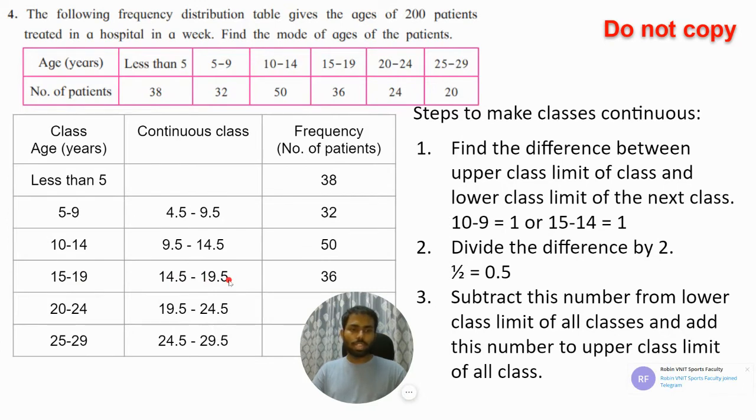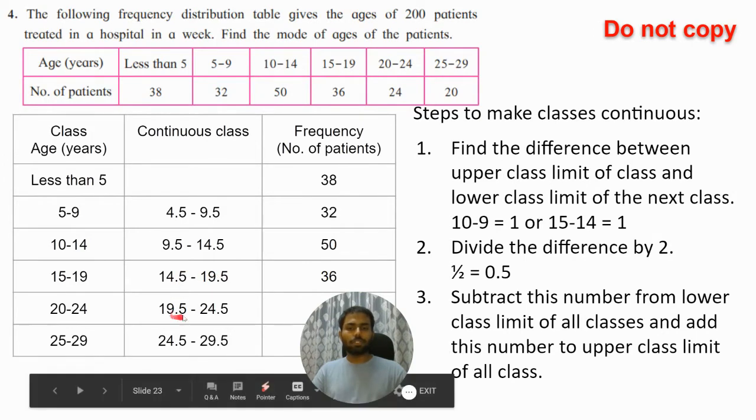Okay, so on and so forth. Now, let us check whether this class has become continuous or not. Here you have 9.5. Here also you have 9.5. Here you have 14.5. And here also you have 14.5. So if you see, the upper class limit of any class and the lower class limit of the next class is always same. So now it has become continuous.